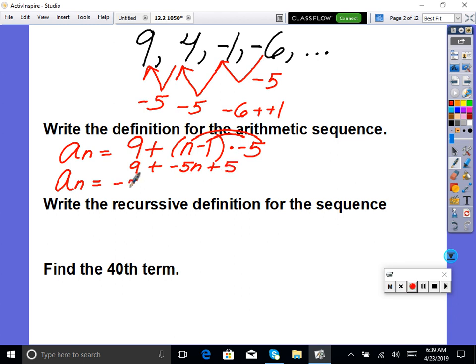So we would have negative 5n plus 14. Then if you're wondering whether your formula is right, start plugging in 1, 2, 3, and see if you're getting the right things out. So now right here, this is from last time.